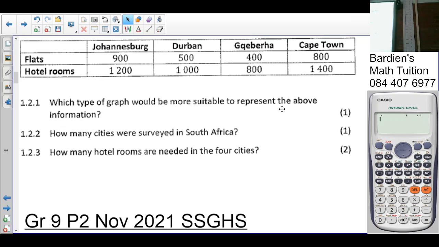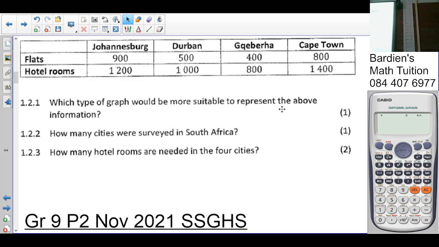Double bar graph. Yes? Histogram? No. You must remember that a histogram is used for continuous data, like when you work out heights of people, weight of people, you're measuring liquid, those things. You're going to use a histogram. When you're using discrete data, like number of cell phones, number of flats, these type of things, you're going to use a bar graph. Okay, in this case, it's going to be a double bar.